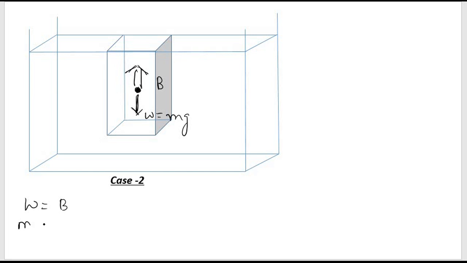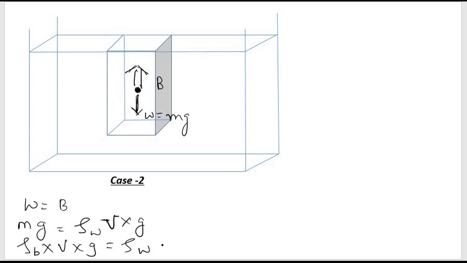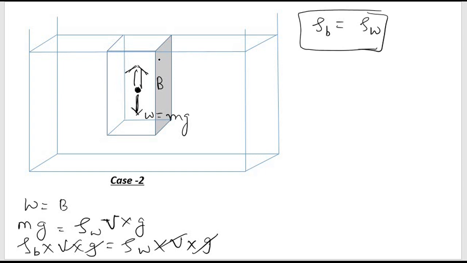So weight of the body, that is equal to mg, that is equal to rho of the water, V, that is the volume of the water displaced, that is equal to the volume of the body, times g. Again rho body, V g, that is equal to rho water, V g, getting cancelled from both sides. So I can make an important point from here: density of the body is equal to density of water. If this is the case, then this cuboid can stay in equilibrium anywhere inside the liquid.